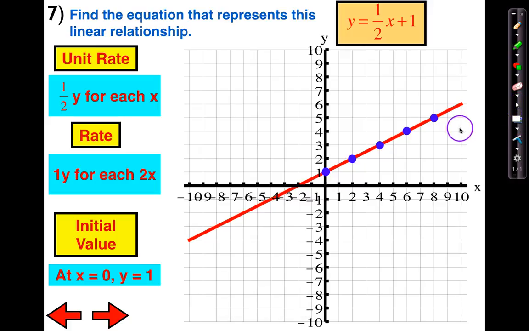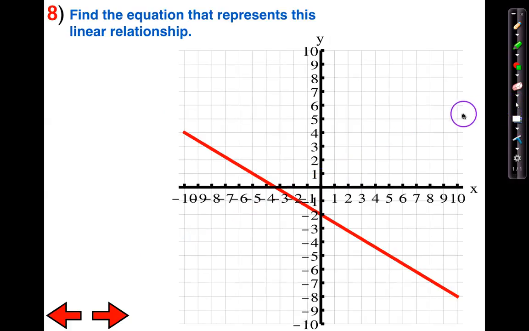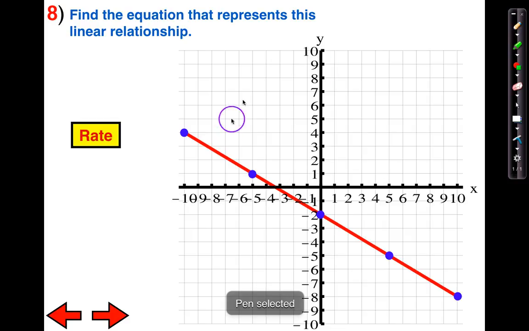Okay, so now let's move on to the next one. So once more, what you're going to do is find those nice ordered pairs. Identify those points. Now, we're going to go ahead and find a rate, not the unit rate, just a rate.